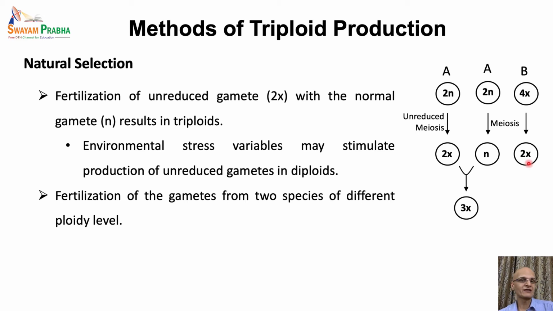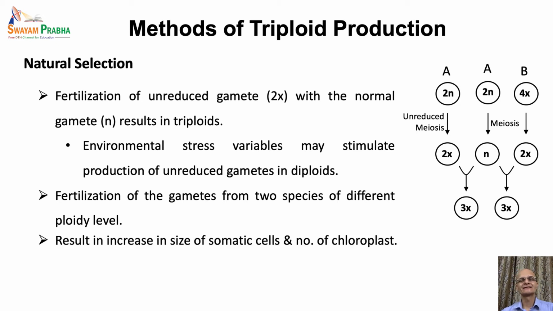Now if there is a cross-pollination between the species A and B, fertilization of these gametes with 1 set of chromosomes and 2 sets of chromosomes would result in a triploid zygote.